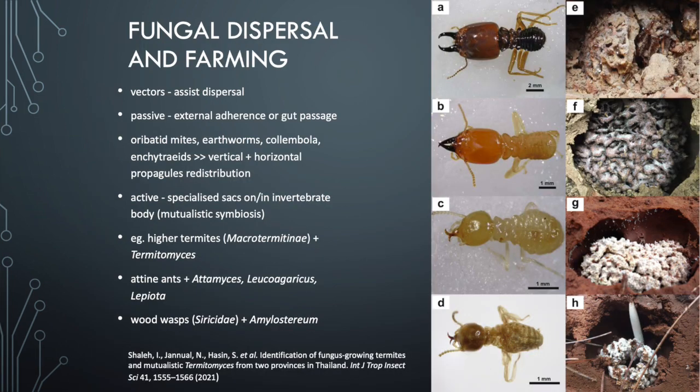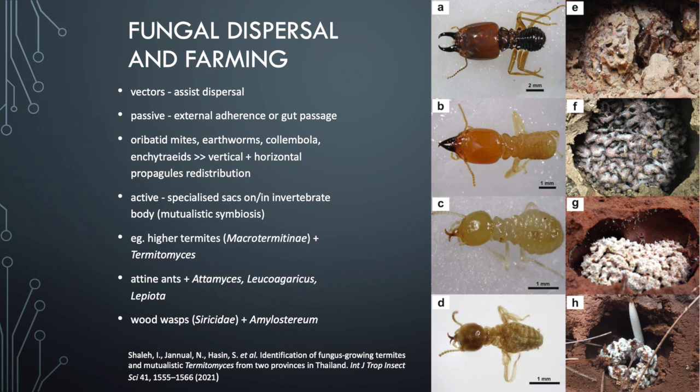The other aspect of the dynamics between fungi and their grazers is the dispersal mechanism that fungal grazers provide, and also the capacity of certain species to farm fungi, or the reliance of some fungi on the species that farm fungi as their food source. So vectors are organisms that assist in dispersal of fungal spores or seeds in plants across the ecosystems.